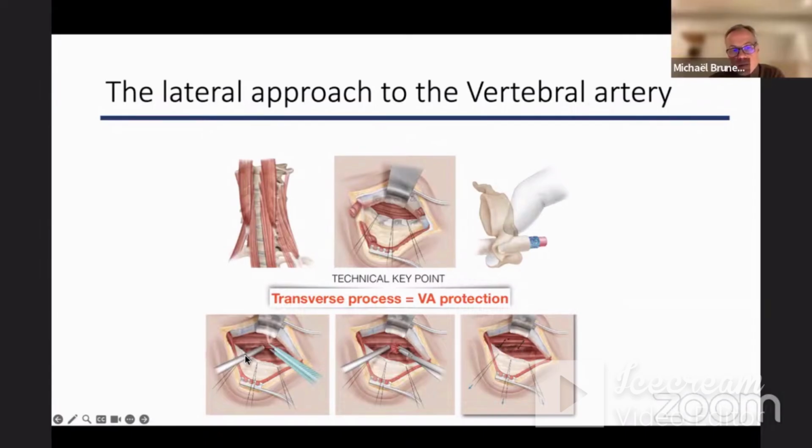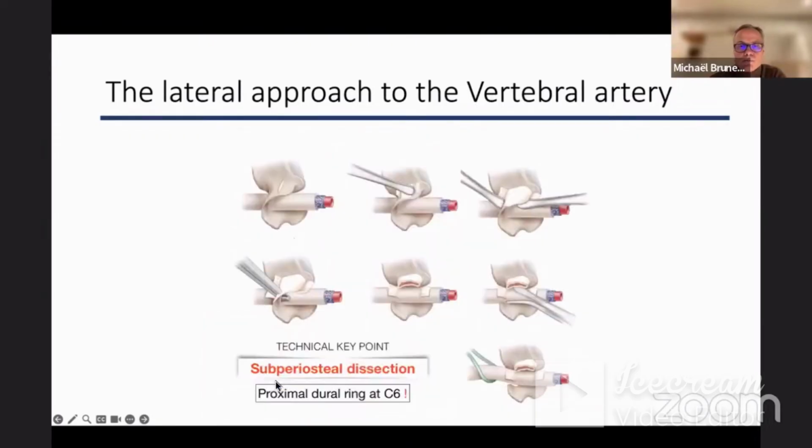Of course, we have dissected previously the sympathetic chain, and you can protect the sympathetic chain with the aponeurosis of the longus colli muscle that is turned around and maintained in place with some sutures. So the superficial dissection, what is this concept? The most important concept when you expose the vertebral artery.